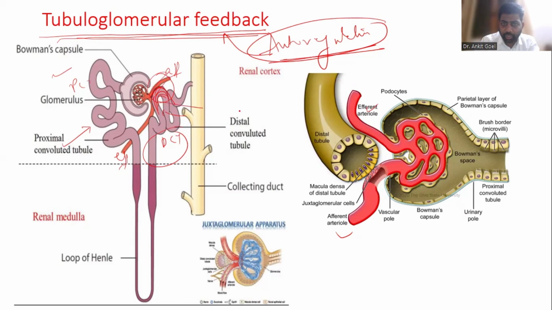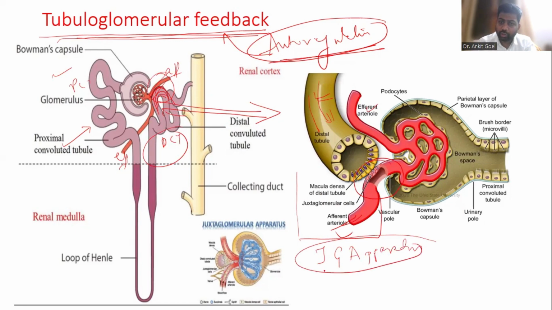Now, if you magnify this part, this is the distal tubule, which is draining the urine, and this is the afferent arteriole, which comes in very close relation to the distal tubule. This area where the distal tubule comes in close relation to the afferent arteriole is known as the juxtaglomerular apparatus. Now, why do you have to know this? The juxtaglomerular apparatus is formed by two important cells. One is the juxtaglomerular cells. Second is the macula densa.